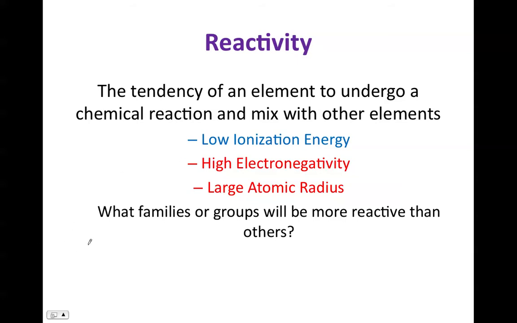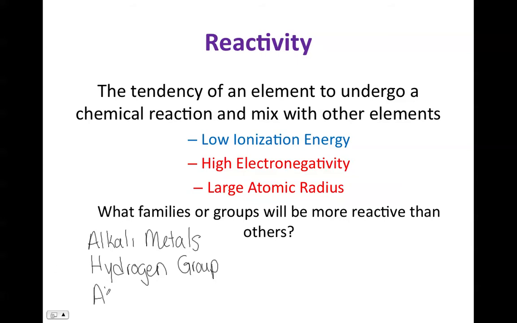That first family that we said is highly reactive is the alkali metals. They have one valence electron, so they give it up pretty easily. Another family that also has one valence electron is the hydrogen group. Hydrogen will bond with just about anything. And then slightly less reactive than the alkali metals, we have the alkaline earth metals.